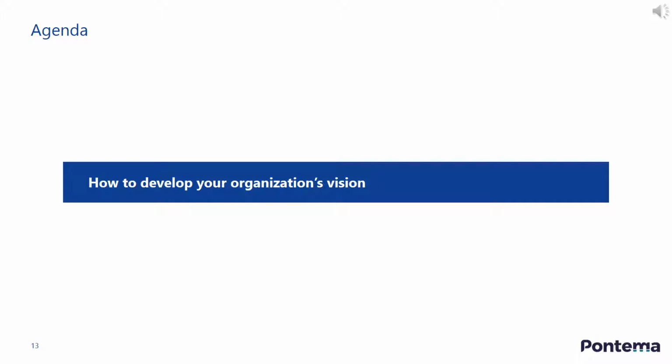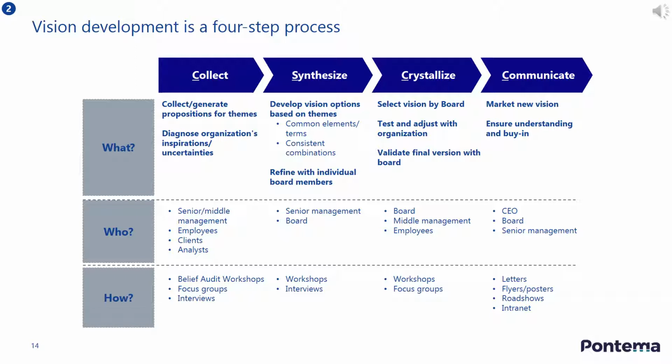Now let's look at how you can develop your organization's vision. Vision development is typically a 4-step process. The first step is to collect propositions for vision themes and diagnose an organization's inspirations or uncertainties about the future. The second step is about synthesis and develops options for vision statements using common themes and consistent combinations. The third step is about crystallization and involves the board selecting a vision and testing it with certain parts of the organization to check for cultural fit.